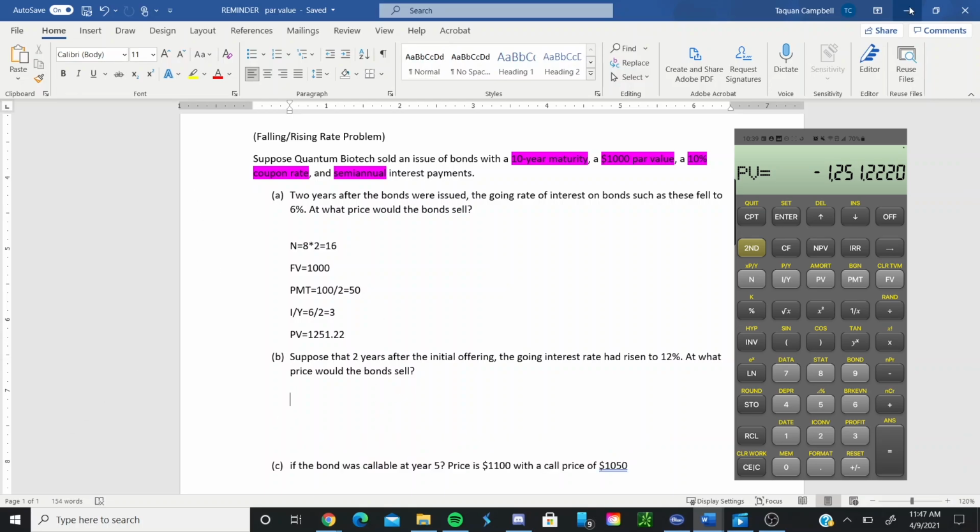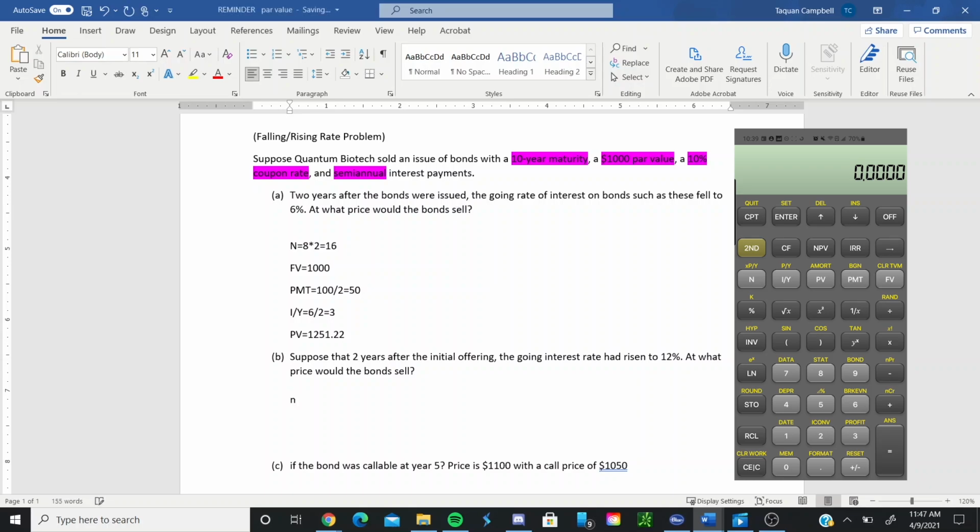Okay, now to the second part of the problem. Suppose that 2 years after the initial offering, the going interest rate had risen to 12%. At what price would the bond sell? It's the exact same format. The only thing you will be changing is the PV and the yield. So with that being said, let's get right into it.